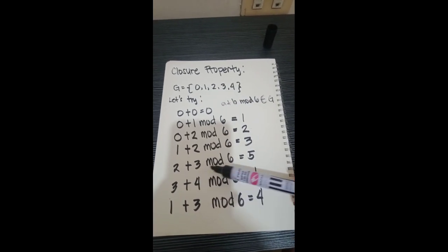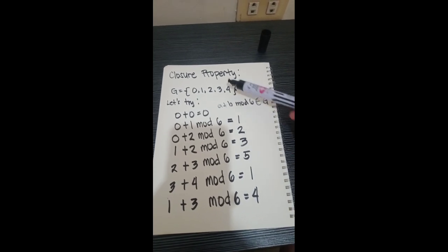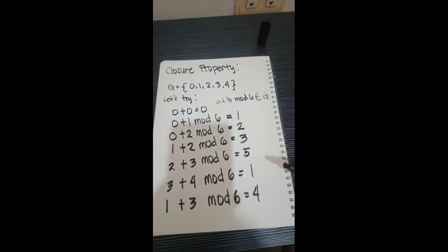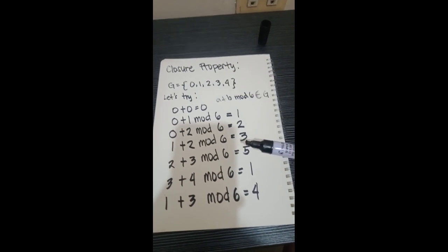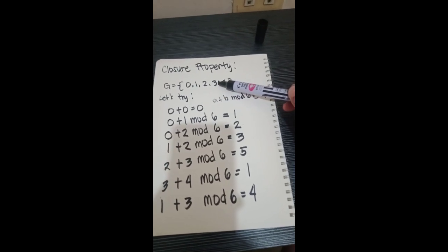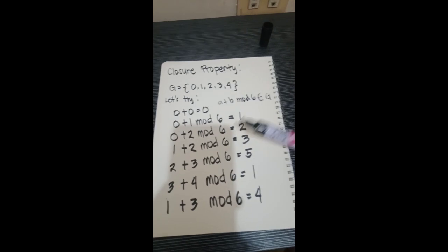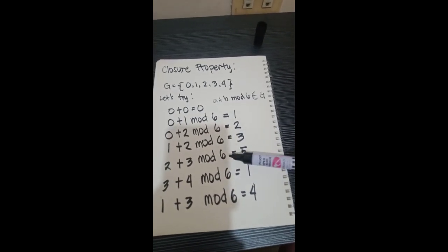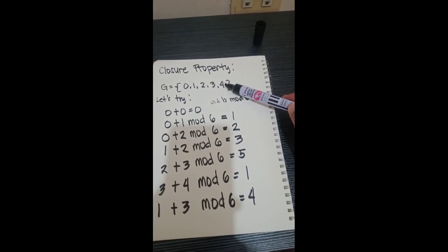And 2 plus 3 modulo 6 is equal to 5. But 5 is not an element of G. And 1 plus 3 modulo 6 is equal to 4, and 4 is an element of G. Now, observe that there is a 5 that appears in the results, but 5 is not in G. Therefore, G is not closed under addition mod 6, because there is a 5 that appears, but 5 is not an element of G.